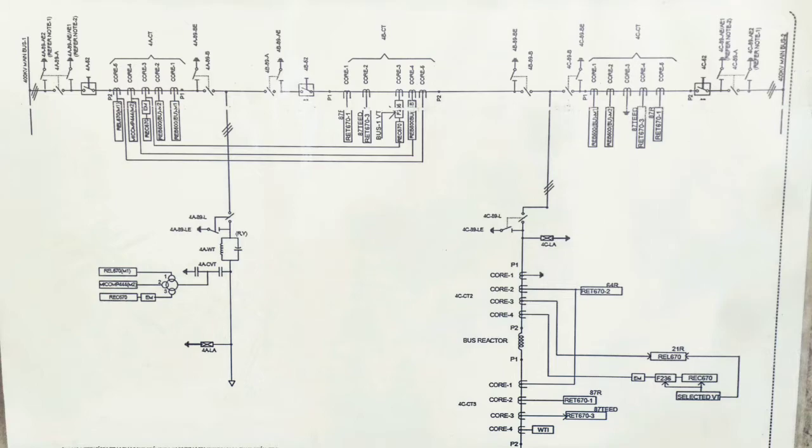Then the backup impedance relay: here the high backup impedance is taken, and protection is given for that. Then WTI, winding temperature indication. For that we are using one CT, a secondary CT core, which measures the CT winding and indicates it in the temperature gauge.